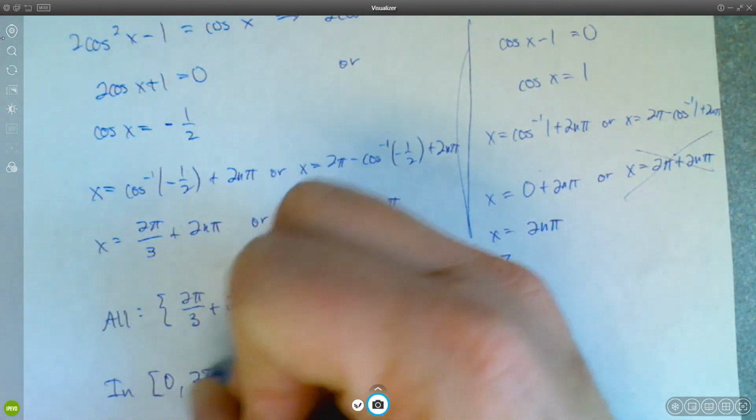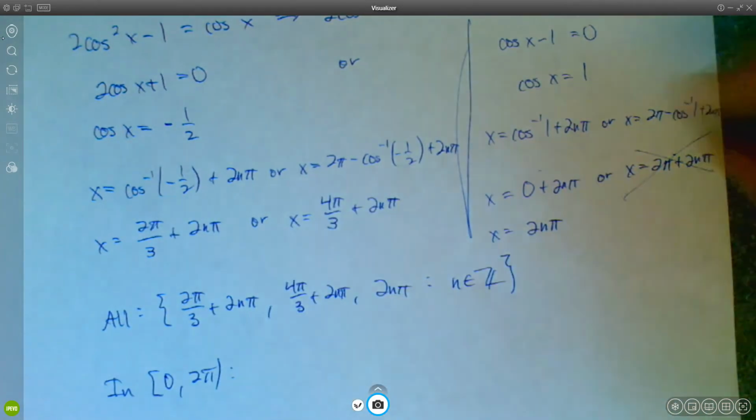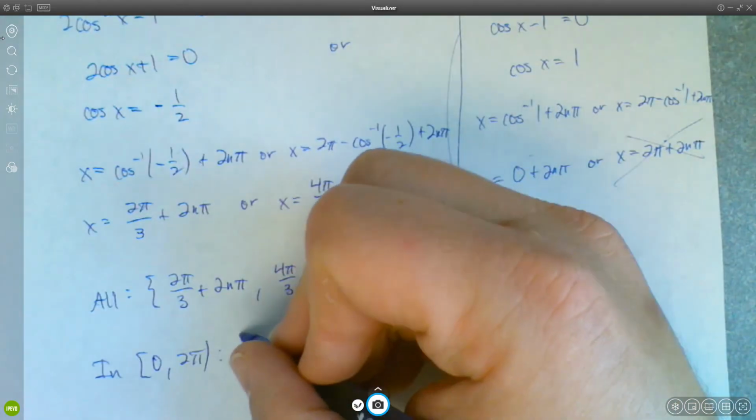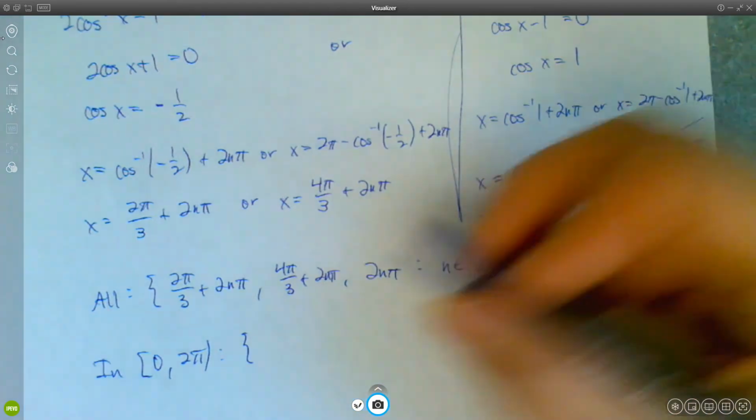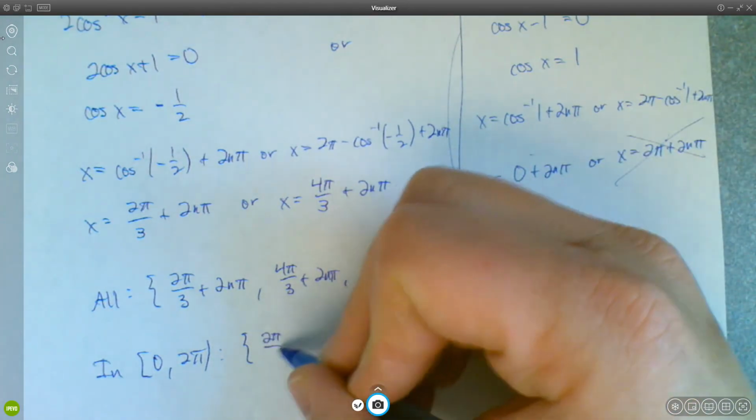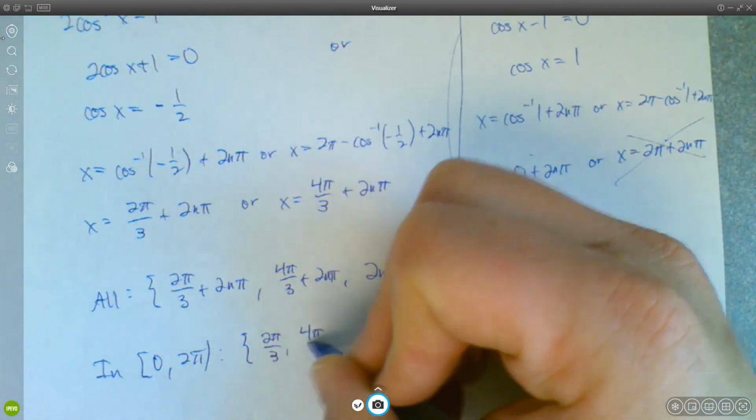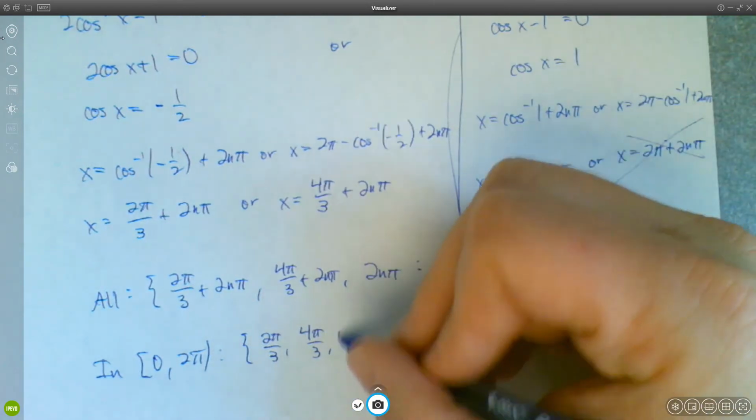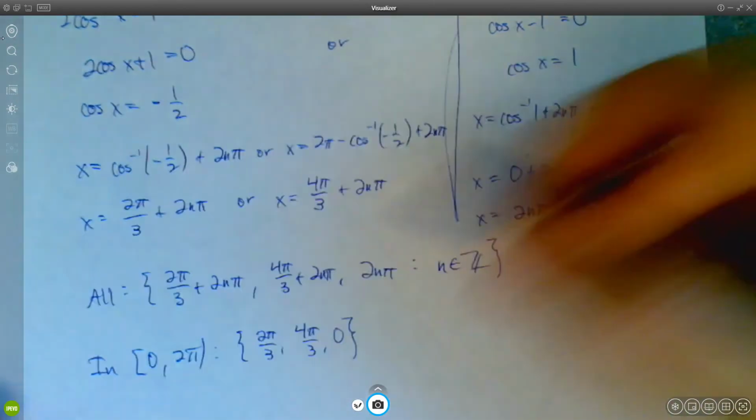So now if you want to list off the solutions in the interval from 0 to 2 pi, I'm just going to cut to the chase and let you verify this, but you should just get 2 pi over 3, 4 pi over 3, and then from here you're going to get 0, and that's it.